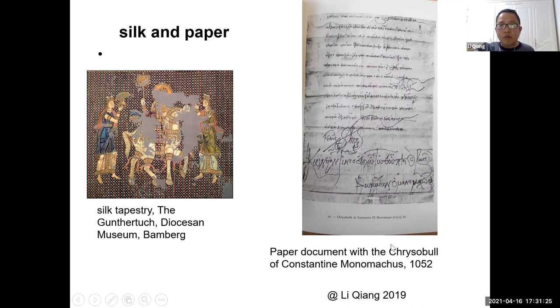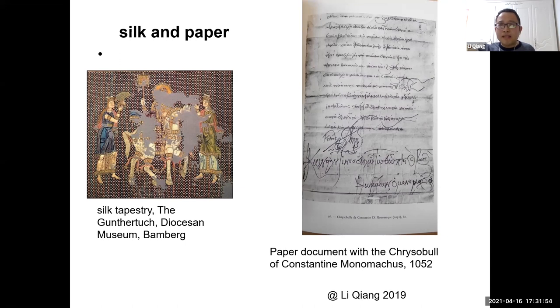This one is an example from the monastery of Lavra on Mount Athos. This is a paper document with the chrysobull of Constantine Monomachos. This is the earliest paper document we find in the Byzantine Empire. There is also another example, a donation document, maybe from 1034, I think, which was also on paper.